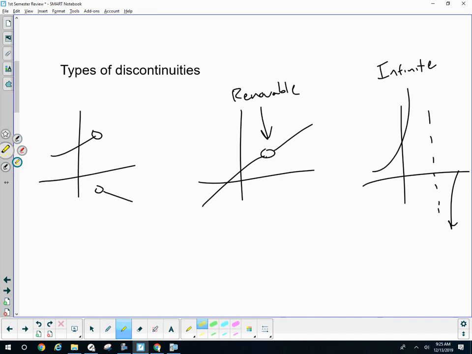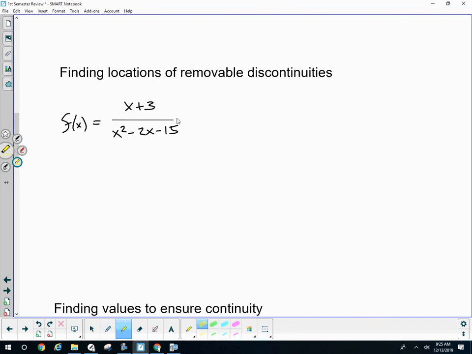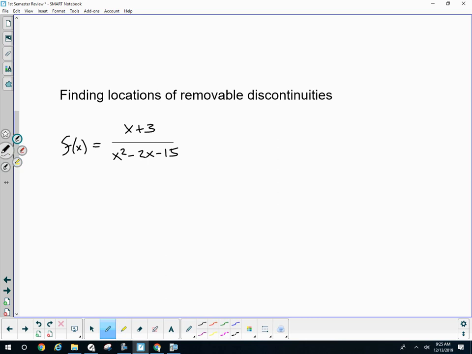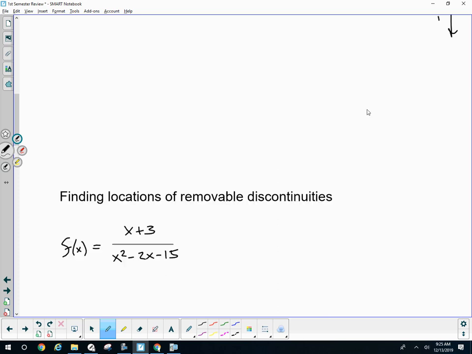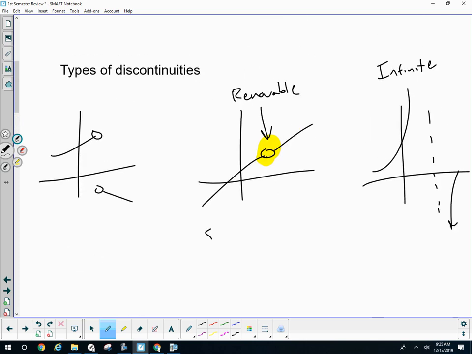We will focus our attention on removable discontinuities and finding locations of them. To find a location of a removable discontinuity, first we realize that a removable discontinuity will occur typically when your f of c value is 0 over 0. So if I plug in c, I'm going to get 0 over 0.